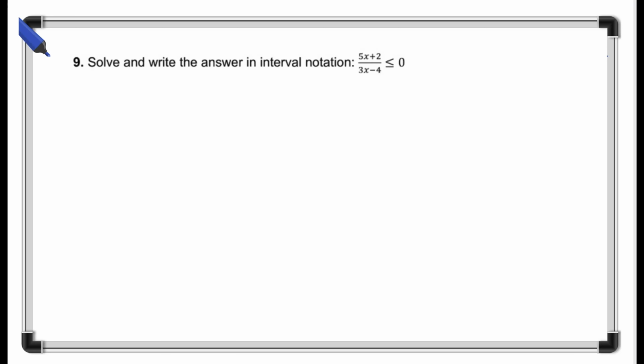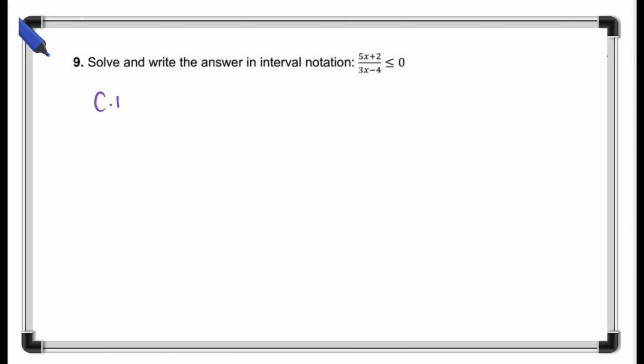And number 9, we're going to solve a rational inequality. The first thing you want to do, just like when you're solving a polynomial inequality, is make sure that 0 is on one side of your inequality. And on the other side, you want to make sure that you have a single fraction.